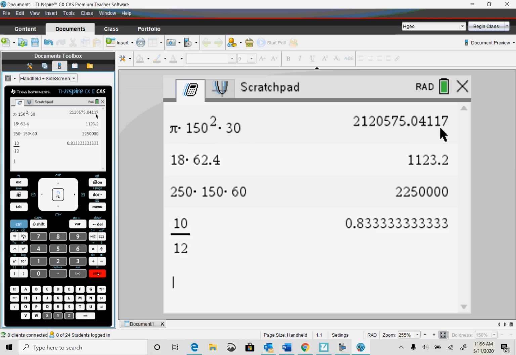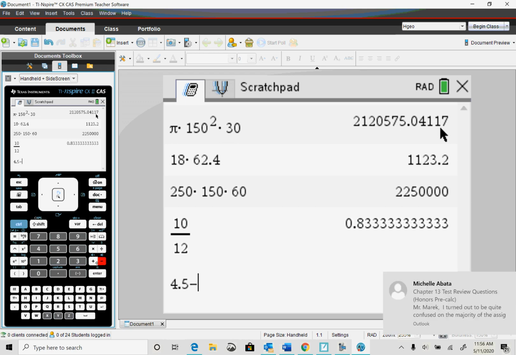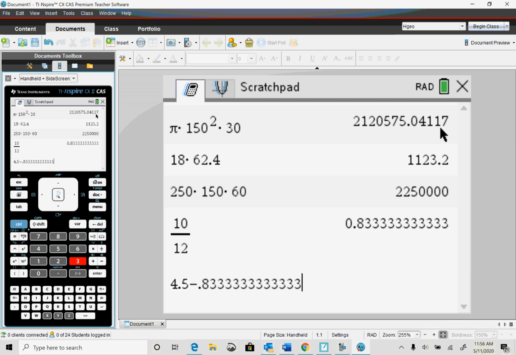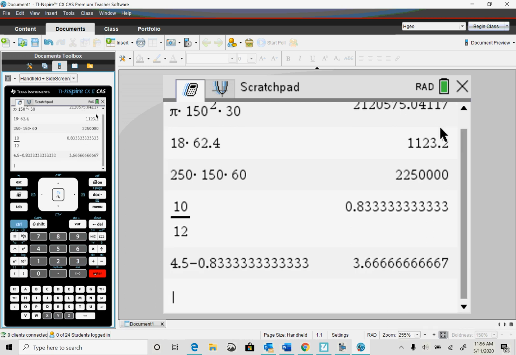5 over 6 reduces down. Our decimal then is 0.833333 repeating. So if we take the radius of the outside and subtract the width of the pool wall, I guess we could say that's going to give us our inside radius is 3 2/3.